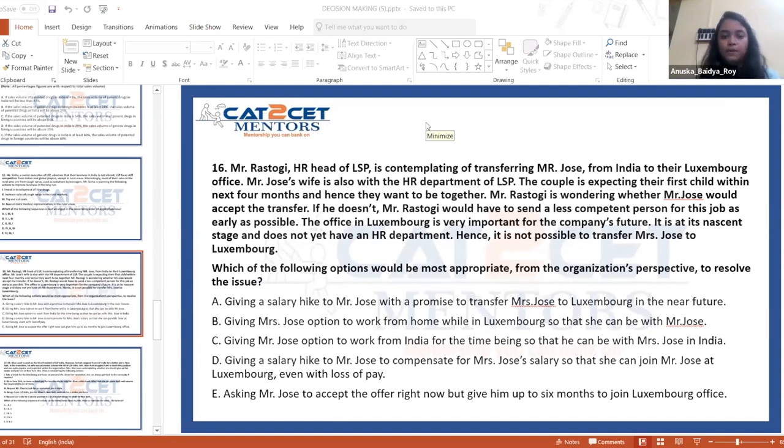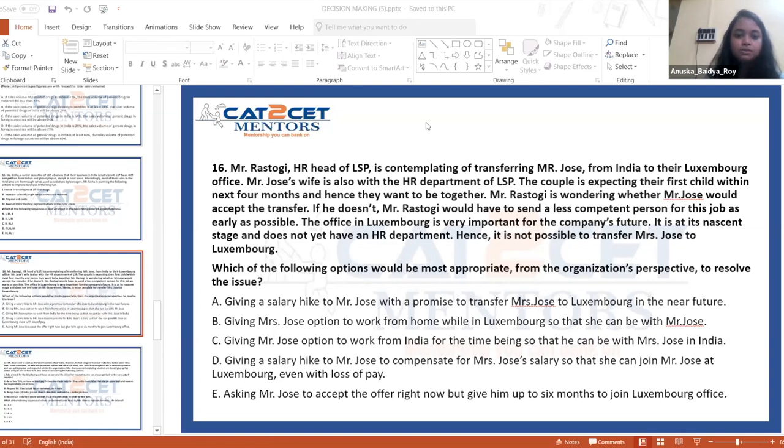This will not work. B, giving Mrs. Jose the option to work from home while in Luxembourg so that she can be with Mr. Jose. Good option, right? She can work from home. She can be with him. It's good for a woman who's pregnant. So a good option, right? B is a good option. Let's keep it.